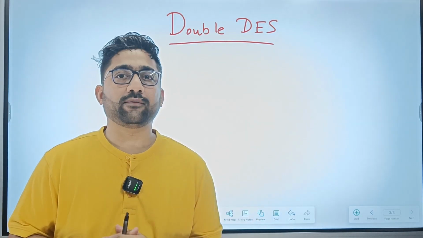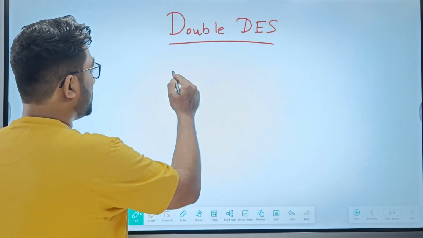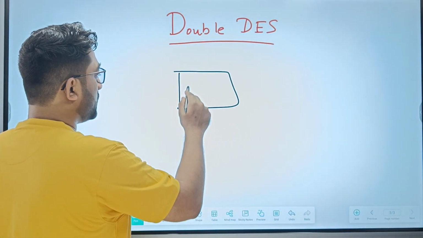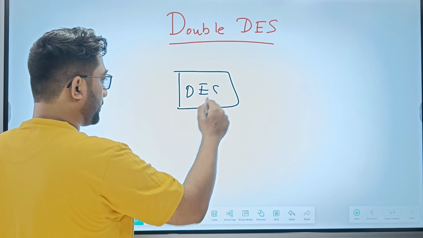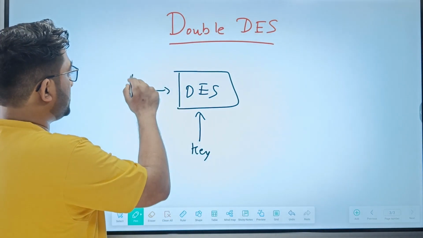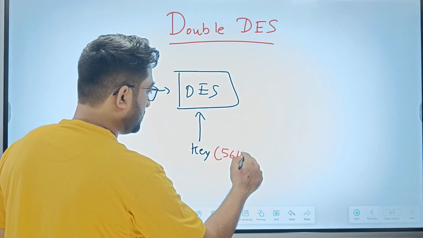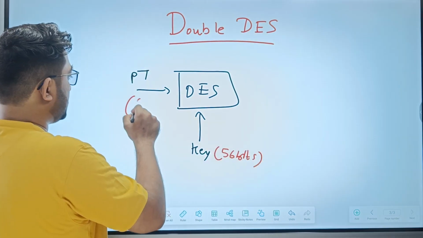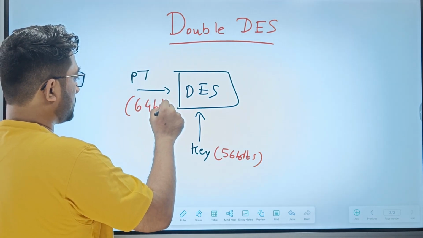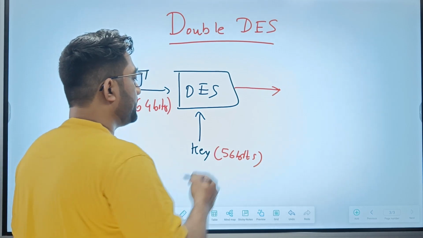So we will first understand what exactly is double DES. As we all know, the original Data Encryption Standard makes use of a 56-bit key. If I draw it like this, this is your key, and this is your plain text. The key is of size 56 bits, the plain text is 64 bits, and the output which comes out of it is again 64 bits.